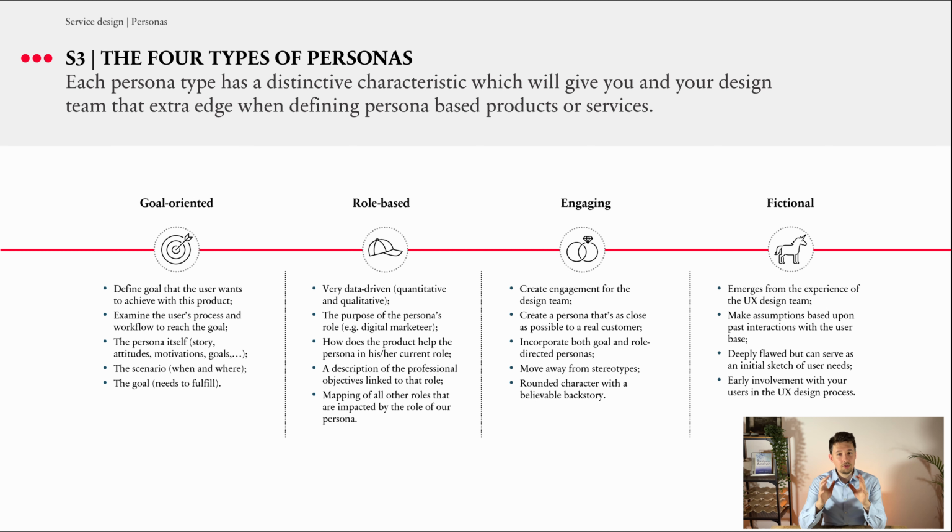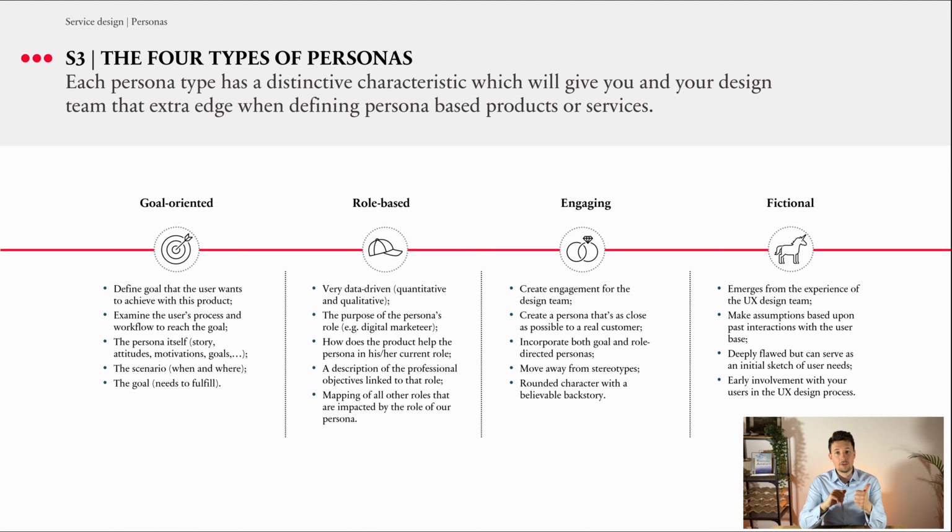This persona cuts straight to the nitty-gritty. It focuses on what my typical user wants to do with my product. The objective of this persona is to examine the process and workflow that your persona would prefer to utilize in order to achieve their objectives. Within this type of persona, you need to include 3 elements.